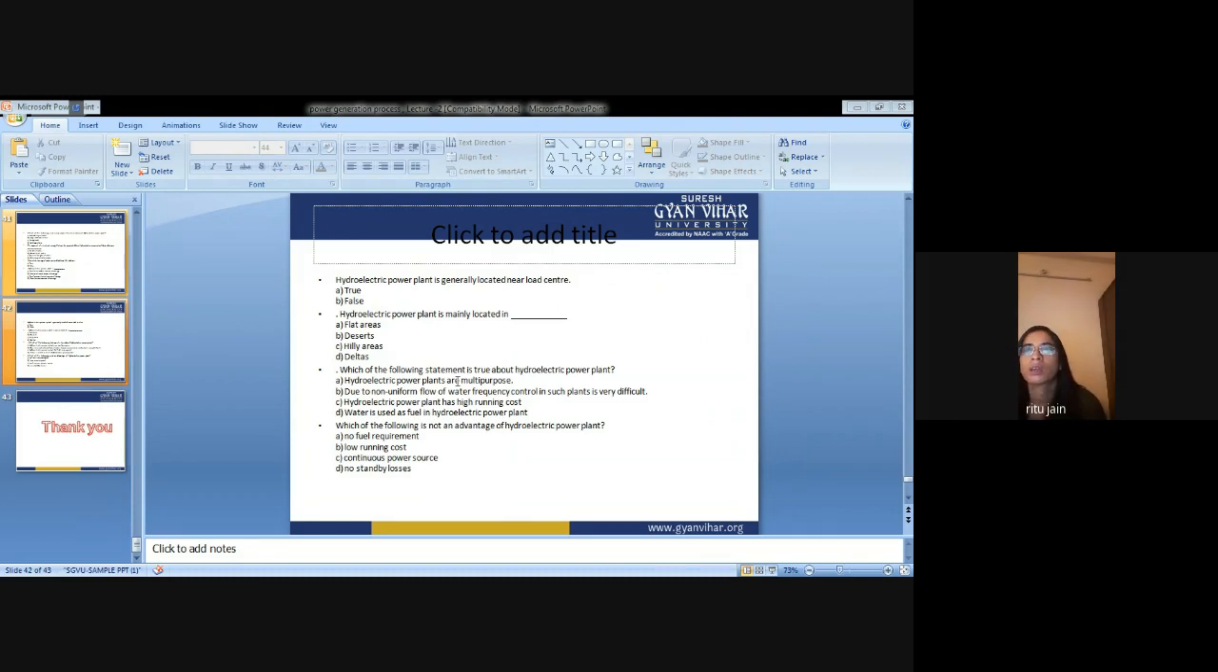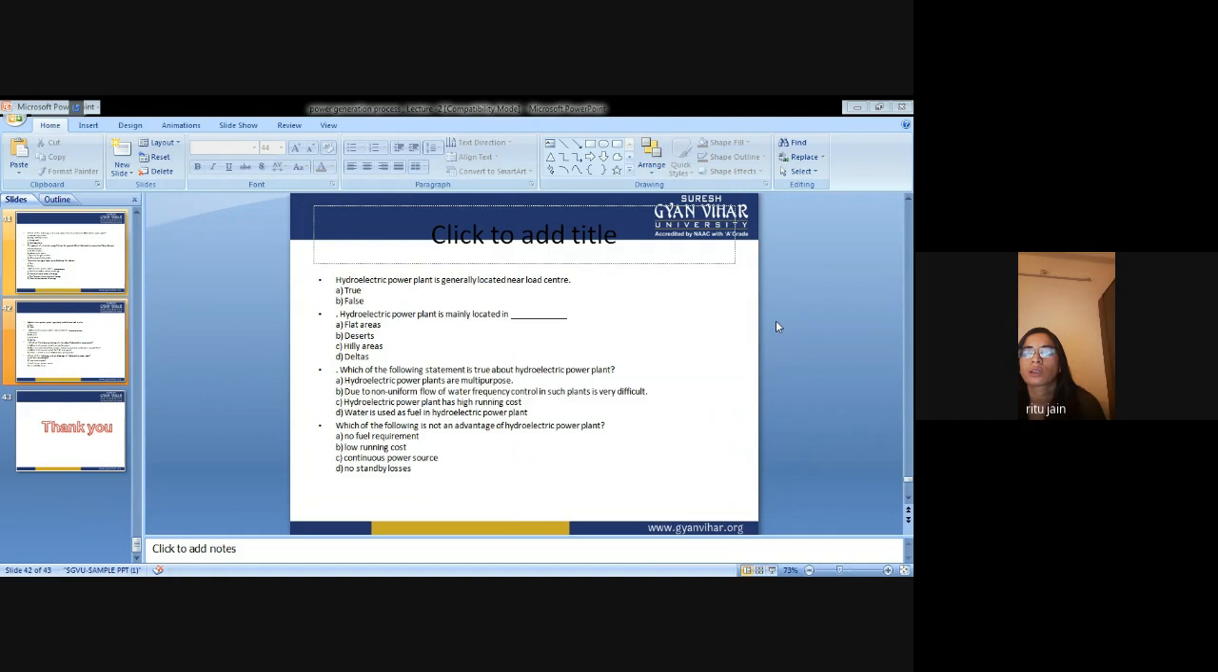Now, which of the following statements is true about a hydroelectric power plant? Hydroelectric power plants are multi-purpose. Due to non-uniform flow of water, frequency control in such a plant is very difficult. A hydroelectric power plant has high running cost. Water is used as fuel in a hydroelectric power plant. So, which statement is true? You can easily find out.